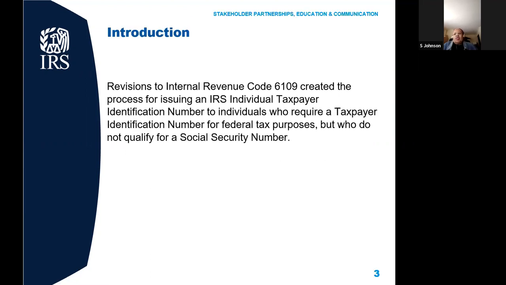And it just gives you an introduction. The introduction is that the Internal Revenue Code was revised in, I want to say, 1995. The Internal Revenue Code 6109 created a process for the Internal Revenue Service to introduce what is called the IRS Individual Tax Identification Number to individuals who have to have a tax ID number for federal tax purposes, but who do not qualify for a Social Security number.